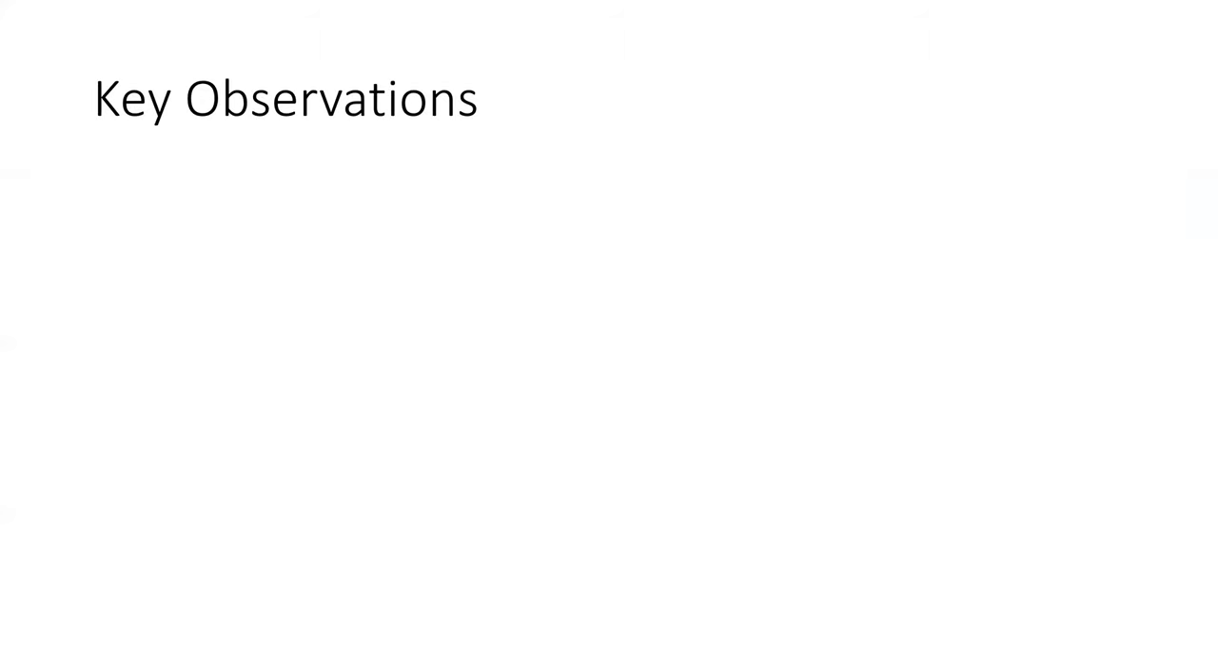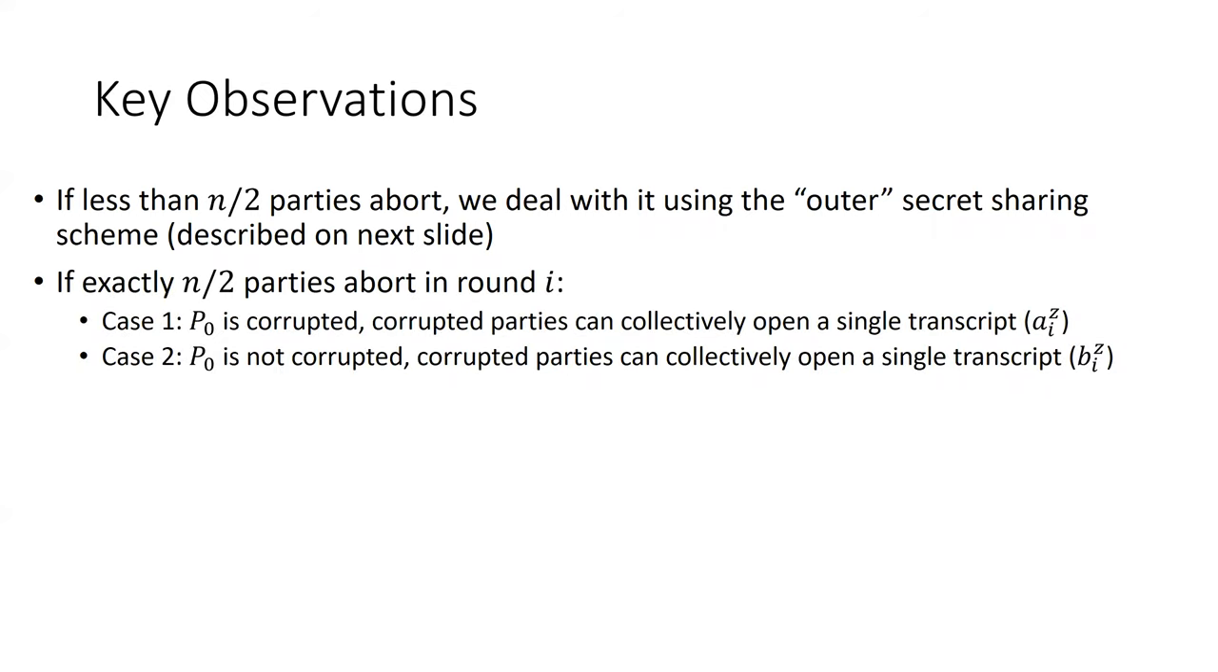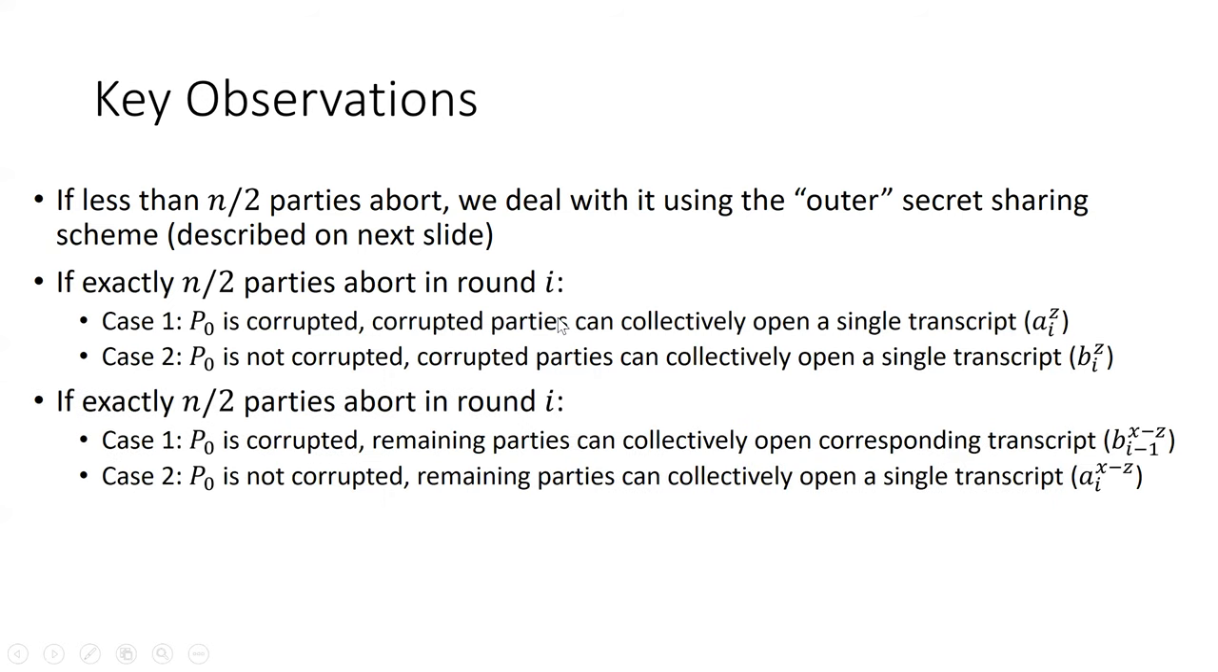So what are the key observations for why this is secure? Note that again, if less than n/2 parties abort, we're going to deal with it using the outer secret sharing scheme, which I will talk about on the next slide. If exactly n/2 parties abort in round i, then we'll have two cases. If P0 is one of these n/2 corrupted parties, then the corrupted parties can collectively open a single transcript, A_i^z, where z is the number of ones that these parties hold. If P0 is not corrupted, the corrupted parties can collectively open a single transcript B_i^z, where again, z is the number of ones that these parties hold.